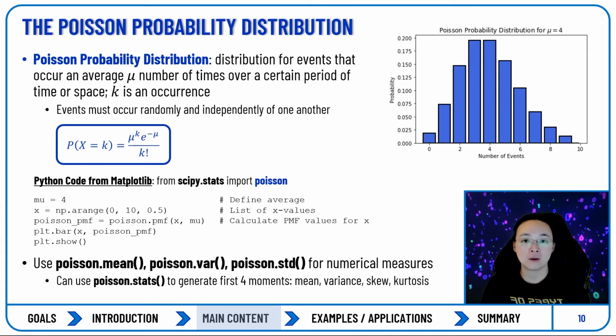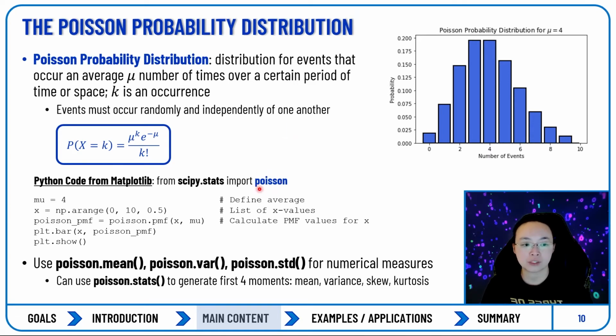We call k one occurrence of that event. So events have to occur randomly, and they must be independent of one another. The distribution is defined as the probability of x equals k. So let's say 4 occurrences taking place is equal to this equation. Once again, do we need to know how to do this math by hand? I would say no. Let's go through how we can apply Python code to this distribution.